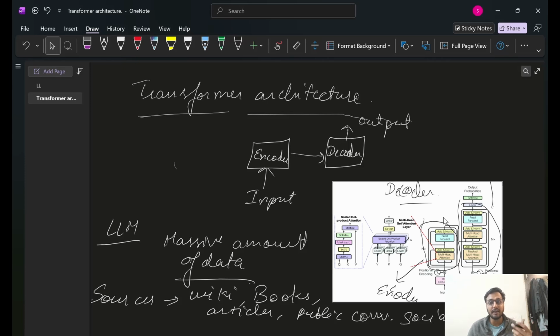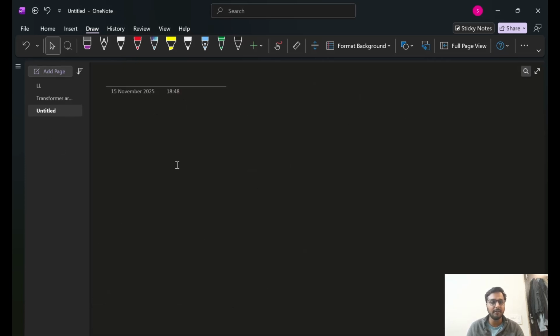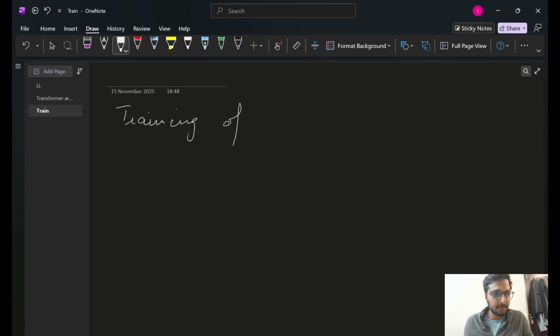Machines know the language of vectors. The encoder block gives us the representation vector, and the decoder processes it, gives us the output, and predicts the next token. Now we will deep dive into the process of training an LLM.